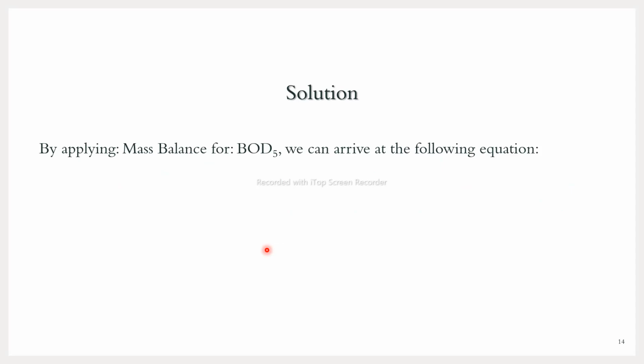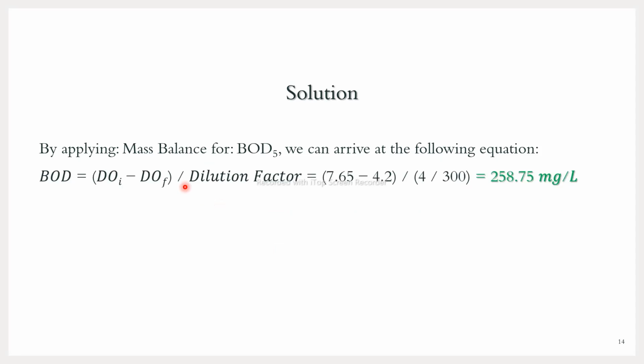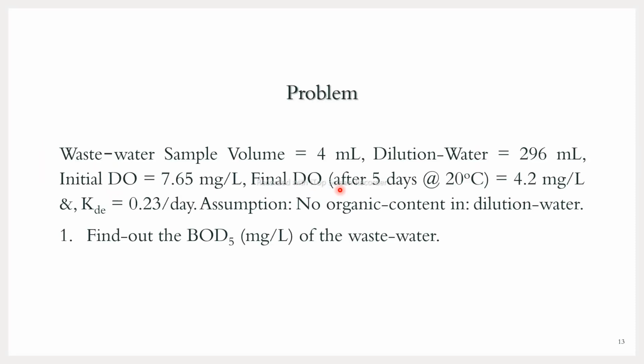By applying mass balance for BOD5, we can arrive at the following equation as I told earlier. BOD is the DO at the zero time, that is initial, minus DO at final, divided by, here a new concept is there, that is called the dilution factor. I'll tell what this actually is. The initial DO is given as 7.65 in the question. The final DO is 4.2. So you have to take their difference.